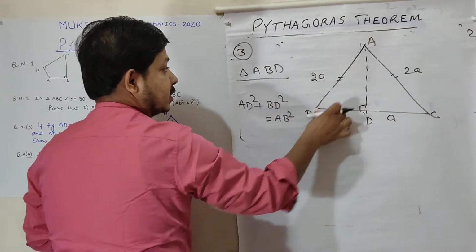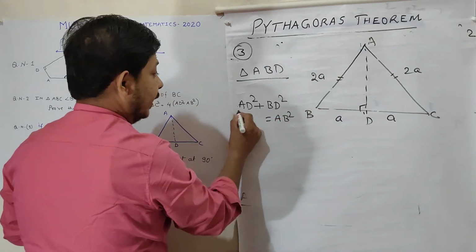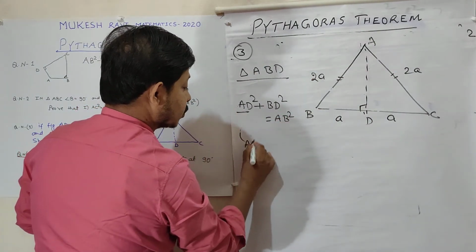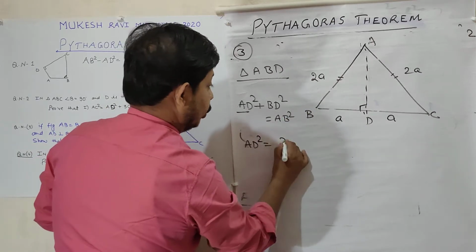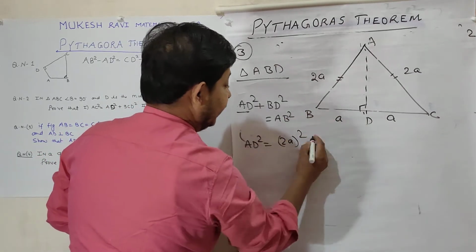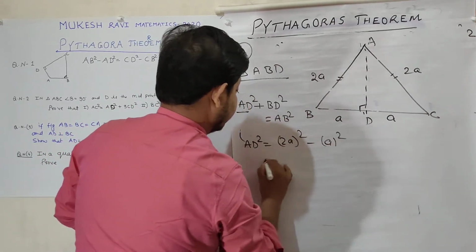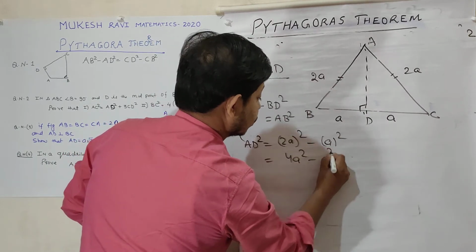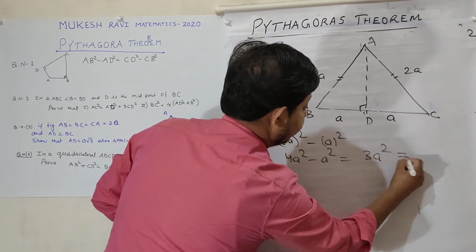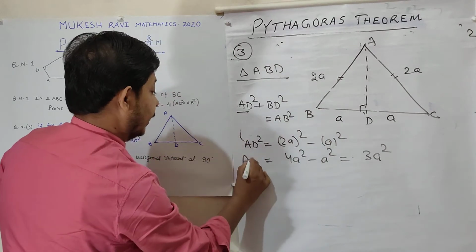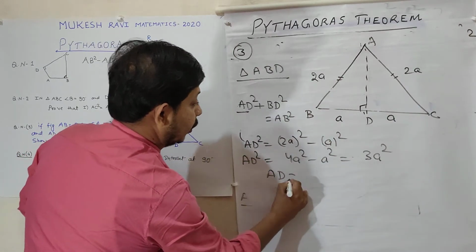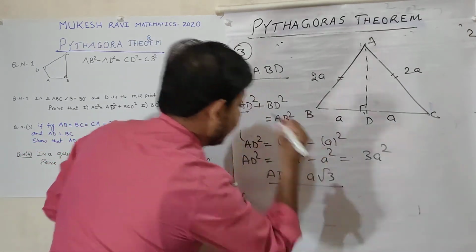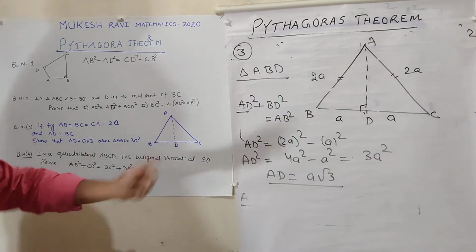Perpendicular square plus base square is equal to hypotenuse square. AD square is not given. AB is 2A whole square. BD is A. So this is 4A square minus A square. This is 3A square, equal to AD square. So AD is equal to A root 3. Fine. Height is A root 3.